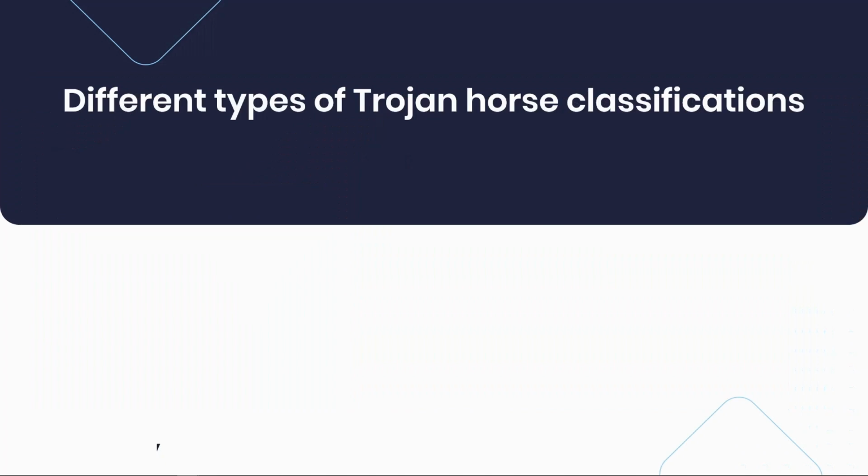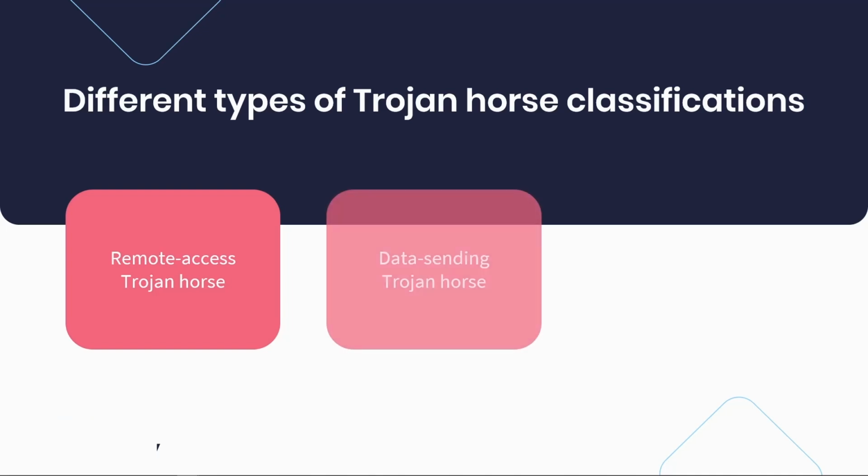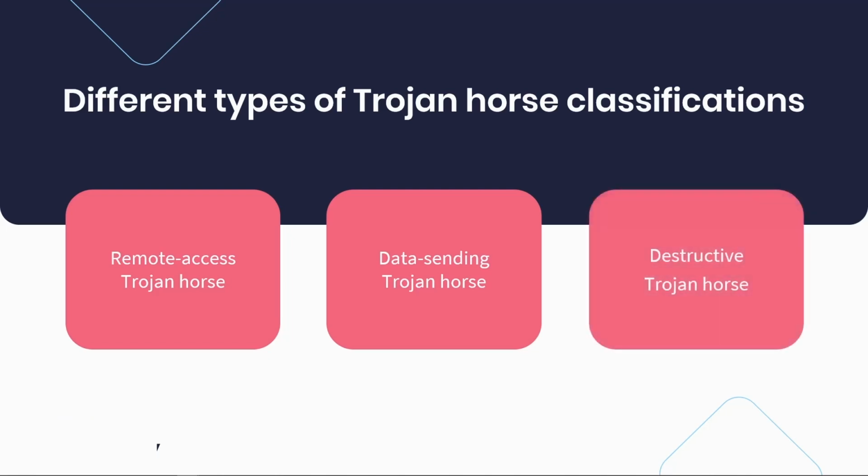You get different types of Trojan horse classifications, such as remote access Trojan horse, which enables unauthorized remote access to a victim's computer. Data sending Trojan horse. The attacker will be able to view sensitive data from the victim's computer, such as their browsing history and saved passwords. This information is sent to the attacker each time the victim is connected to the internet. Then we have destructive Trojan horse. Once loaded onto the victim's computer, this malware corrupts the entire hard drive storage and starts initializing a delete sequence to delete all the files on the computer.